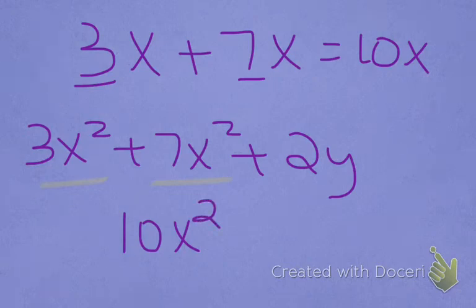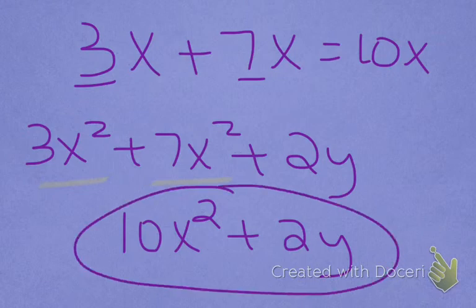And since this one doesn't have a like term, we just bring it down: plus 2y. So you don't add the exponents. We add the exponents when we're multiplying two things together. When we're adding, we're just combining how many x squareds are in our total. Okay?